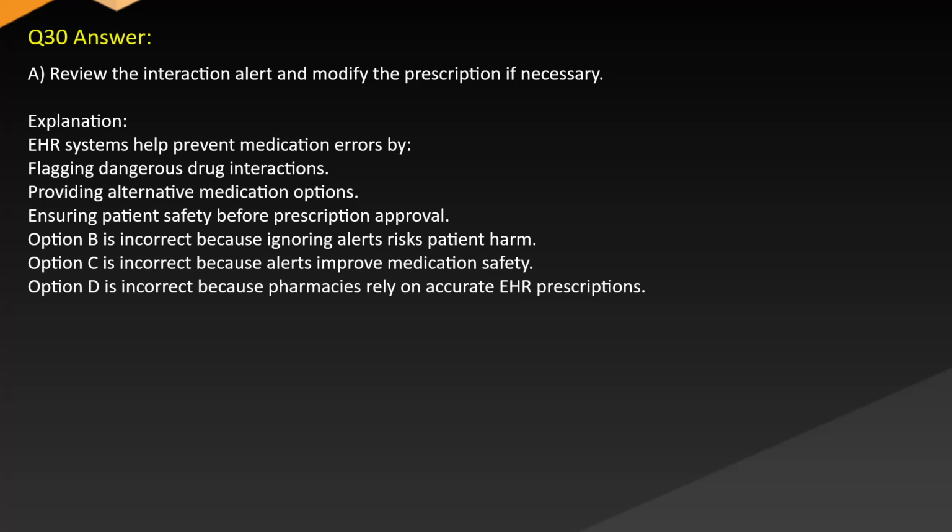Explanation: AIR systems help prevent medication errors by flagging dangerous drug interactions, providing alternative medication options, and ensuring patient safety before prescription approval. Option B is incorrect because ignoring alerts risks patient harm. Option C is incorrect because alerts improve medication safety. Option D is incorrect because pharmacies rely on accurate AIR prescriptions.